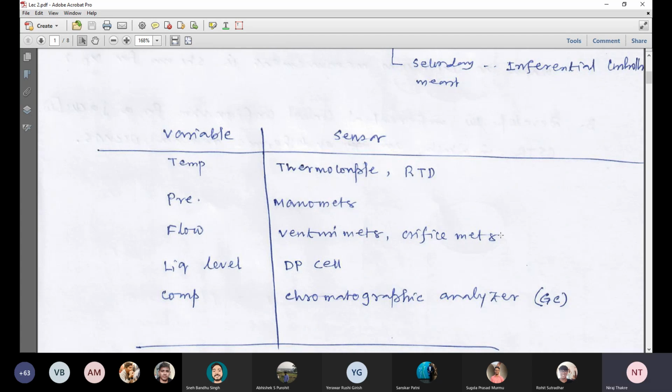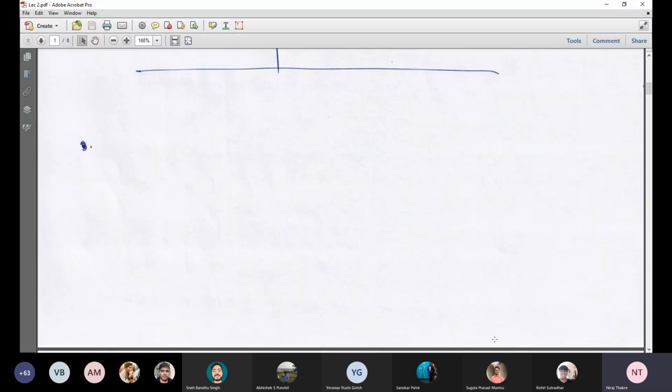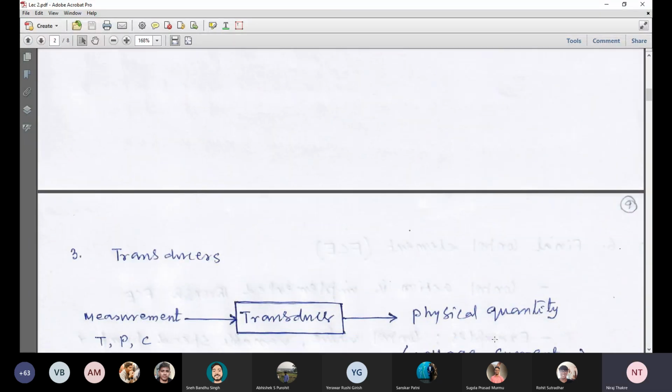Fine. And I want to mention here that these will be discussed actually under the instrumentation course. All these will be taken care of under the instrumentation part of this IPC course. Okay, but I'm just mentioning here. Along with this, you will study also control valve. Fine. Okay. Let us come to the next point, that is transducers.